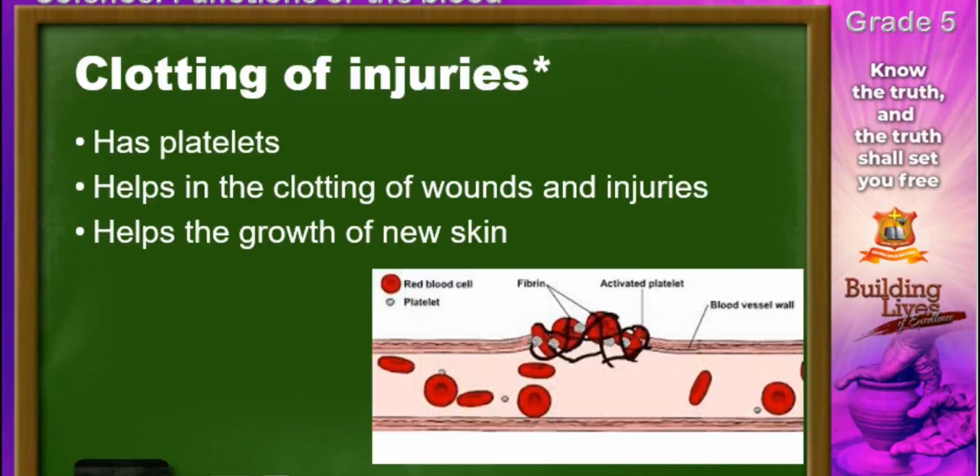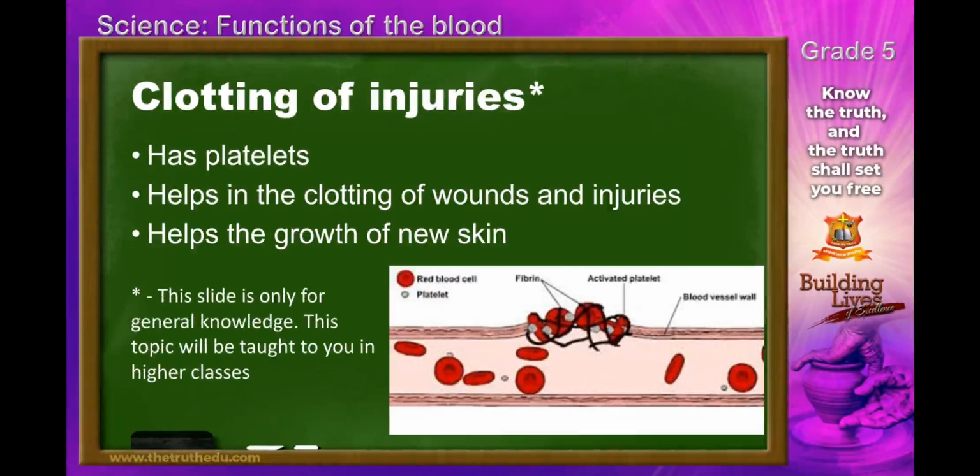But there are some cases like hemophilia where people don't have enough platelets in their blood and they start losing a lot of blood, and each time they cut themselves the bleeding does not stop and they die. In many cases they die. That's why people with hemophilia have to be very careful around really sharp objects. As I mentioned before, this slide is only for general knowledge and you will be taught about this in higher classes.